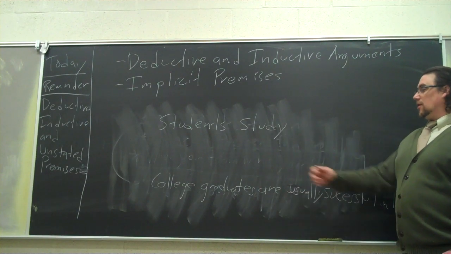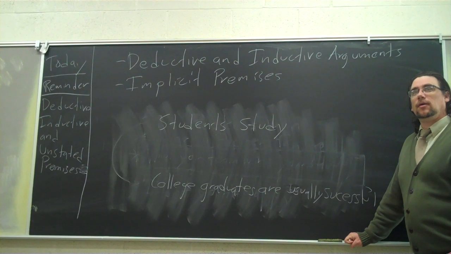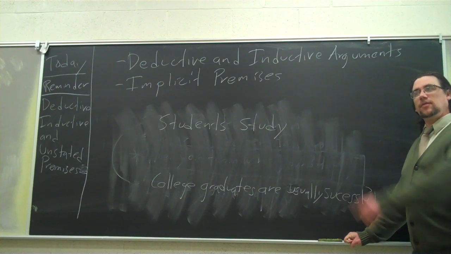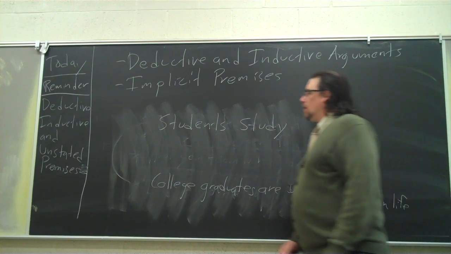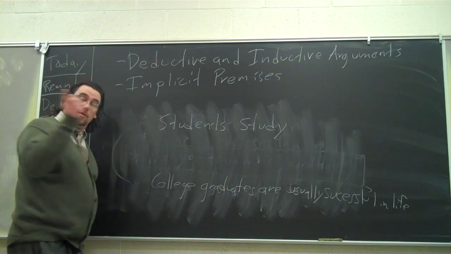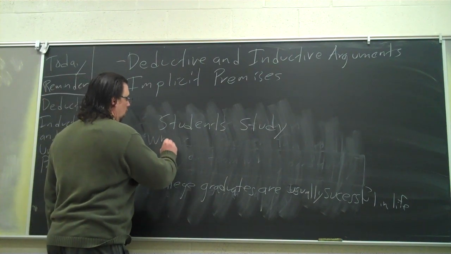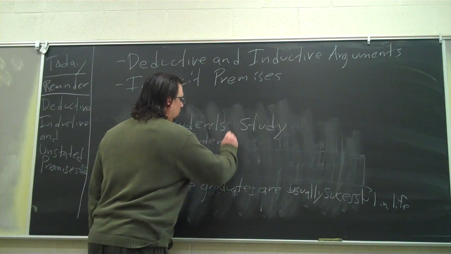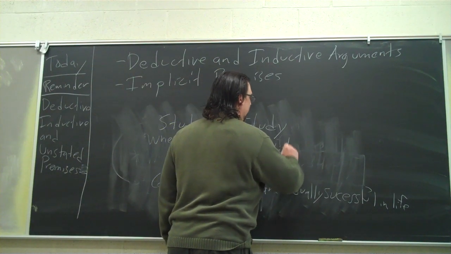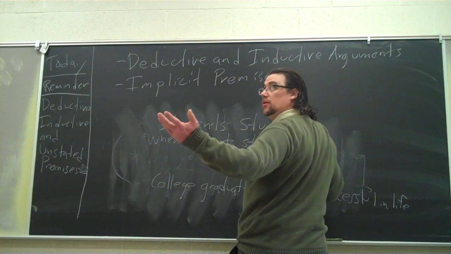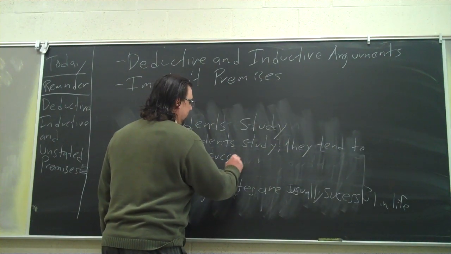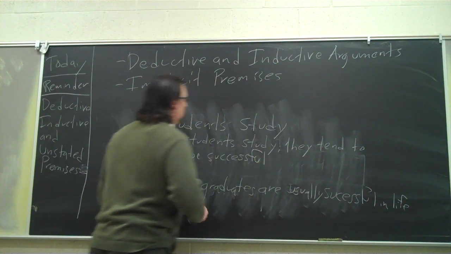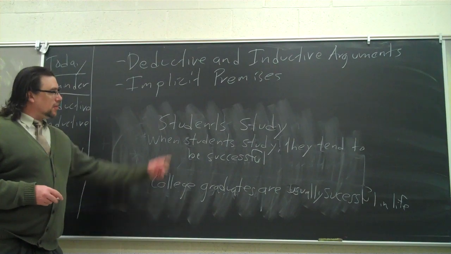Well, how do you get from student study to college graduates who are usually successful? You have to be assuming a lot of things to get from point A to, not point B, maybe point C, point D, point E, right? More student study, they're more successful. That's good. When students study, let's say they tend to be successful. Actually, that will get us here.